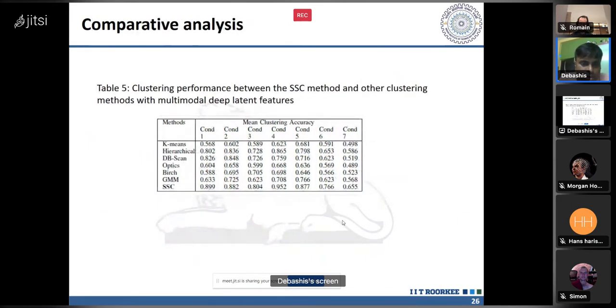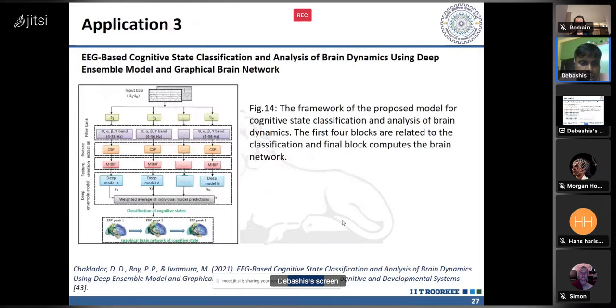This is a comparison analysis with different traditional clustering methods: k-means, hierarchical, and DBSCAN for all the conditions. And this is Application 3. It is based on a large volume of data. We use this large volume of data to classify the workload levels, and then we identify how brain connectivity is used between the defined cognitive states. This paper is also accepted in the TCGS.